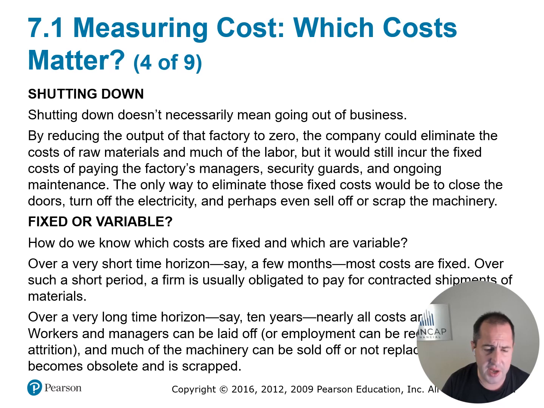How do we know which costs are fixed and which are variable? Over a very short time horizon, most costs are fixed. Over such a short period, a firm is usually obligated to pay for contracted shipments of materials. Over a long time horizon, say 10 years, nearly all costs are variable. Workers can be replaced by machines, managers can be laid off.